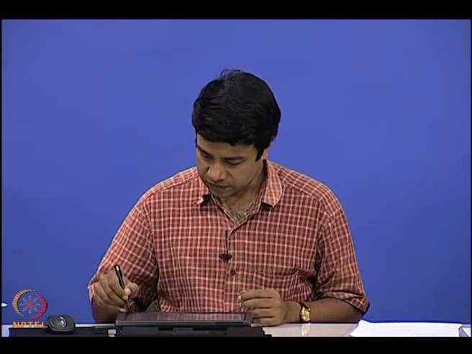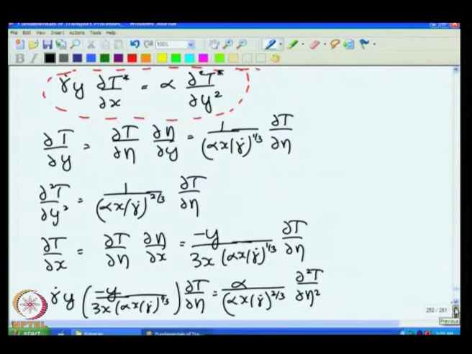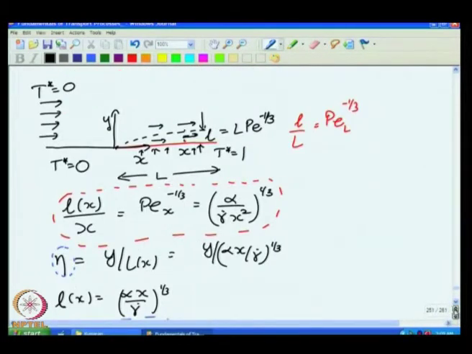So, welcome to lecture number 38 of the course on fundamentals of transport processes, where we were looking at transport in the limit of high Peclet numbers, where we expect convective transport to be dominant compared to diffusive transport. We had first solved the case of transport near a flat plate in the previous lecture.